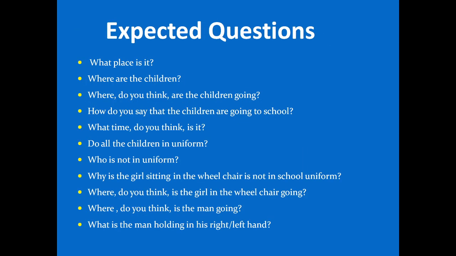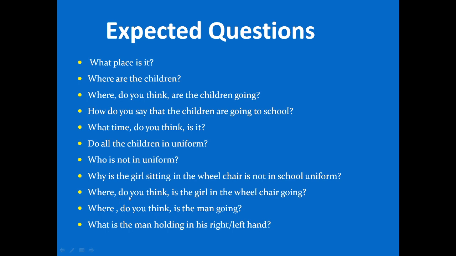Okay, now coming to the questions. First, we write the questions about the place. What place is it? If you are sure, you can write the question directly. If you are not sure about the picture and there is more than one option, you can say, what place, comma, do you think, comma, is it? If you have any doubt, you can put a comma, say do you think, comma, and continue. Similarly, where, comma, do you think are the children going?